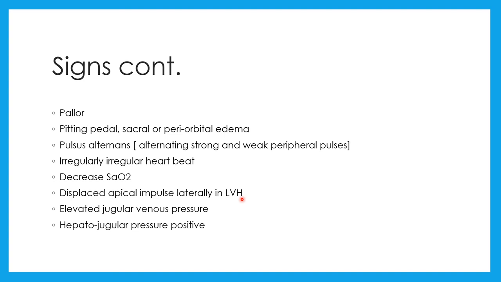There are certain situations where you will not see the apical impulse being displaced. You will not, literally. Because it's not in all heart failure cases that you are going to take a chest x-ray and find cardiomegaly. No. You will not today.